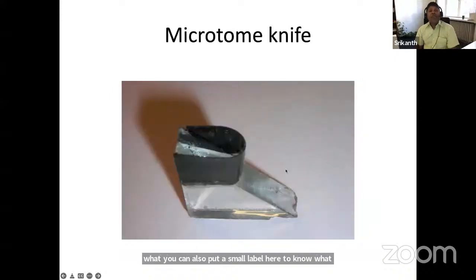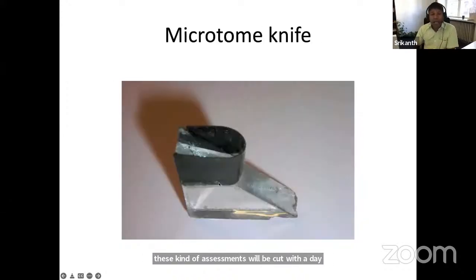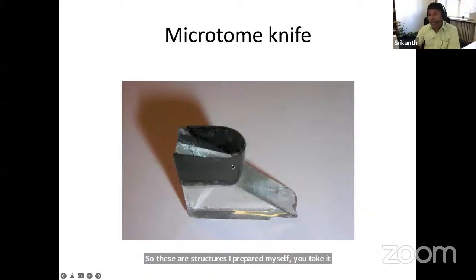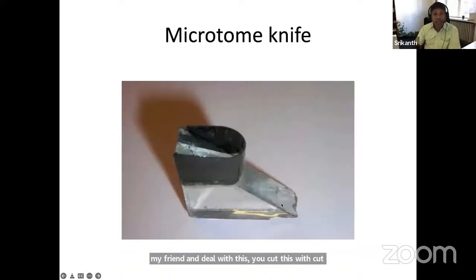Then, after you prepare it, normally these kinds of specimens will be cut with a diamond knife or a glass knife. These are structures I prepared myself. You take a glass and cut it into a triangle, and then you have a knife edge, and with this you cut the specimen here into small pieces.